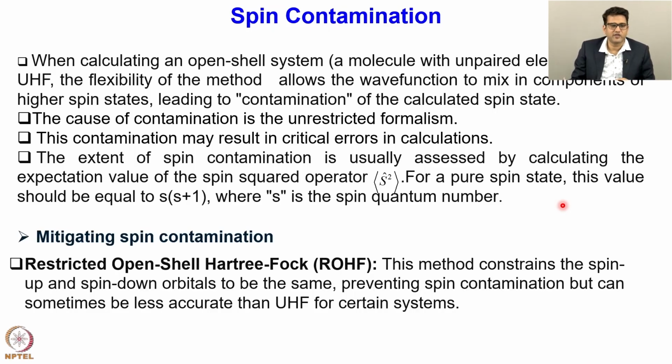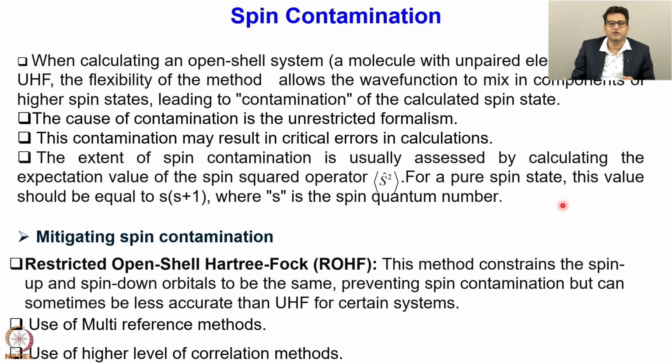This method constrains the spin up and spin down orbitals to be the same, preventing spin contamination, but sometimes it can be less accurate than UHF for a certain amount of systems. So, it is not a general solution. The second option is to go for a multi-reference method, where you describe the starting wave function as a linear combination of more than one determinant, so that you can adapt the wave function to a particular spin. In that case, the problem of spin contamination will not be there. And the third option is to use higher levels of correlation methods.